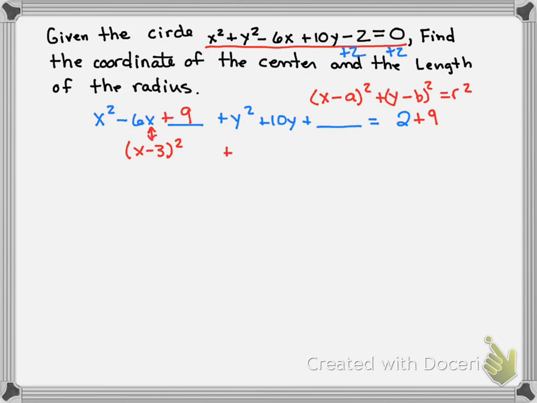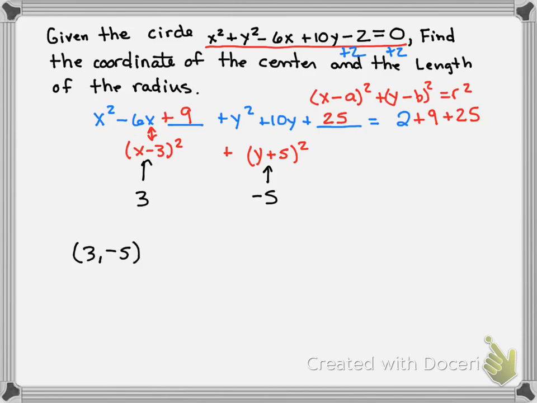Same procedure here. Half of 10 is 5. So I'm going to have (y plus 5) quantity squared. And that 5 squared is 25. Well, I add that 25 to both sides. So now I know the center is at 3, negative 5. So we're looking at 3, negative 5 for our center.